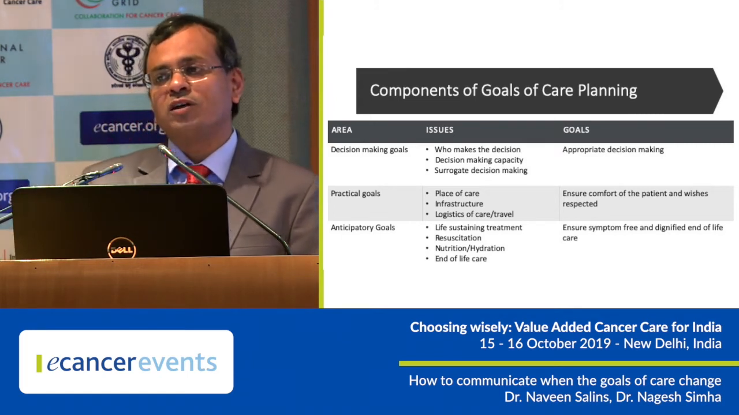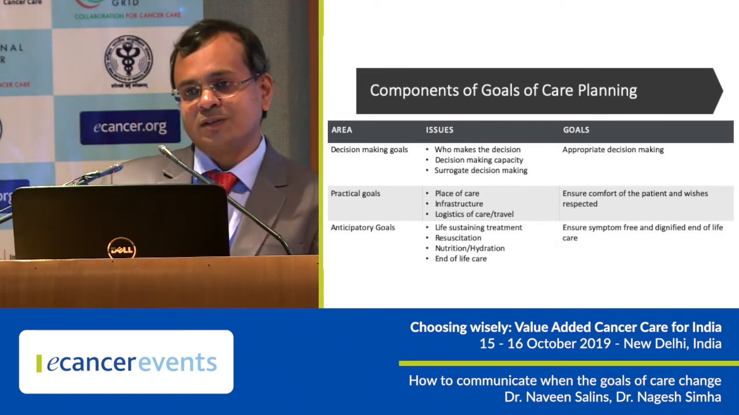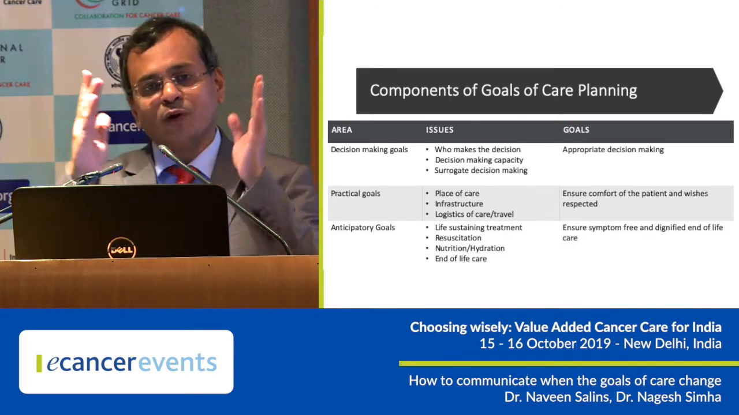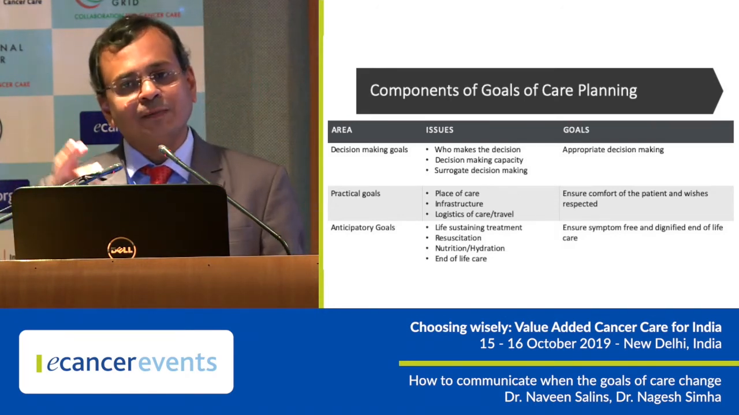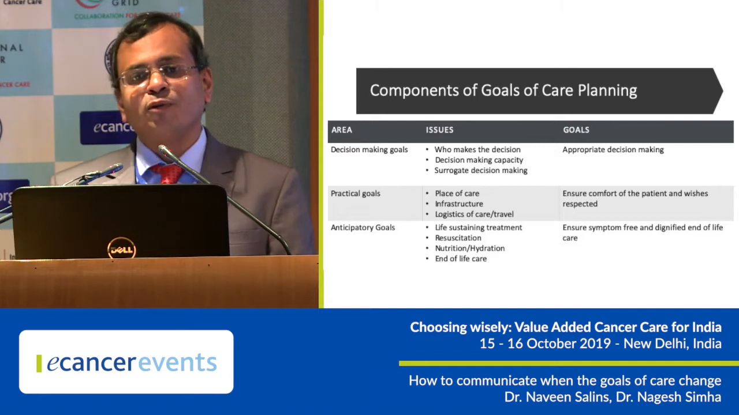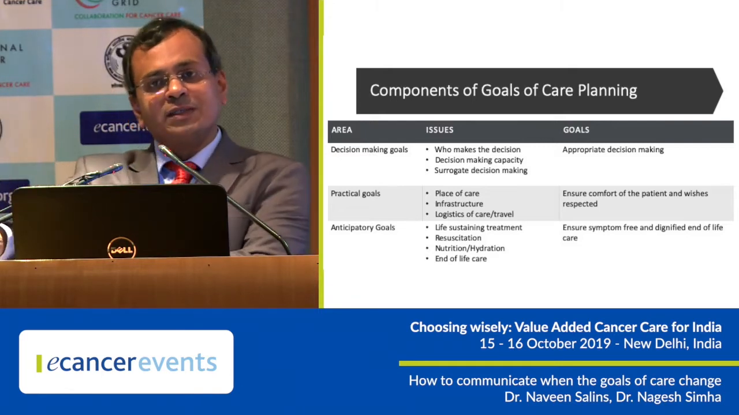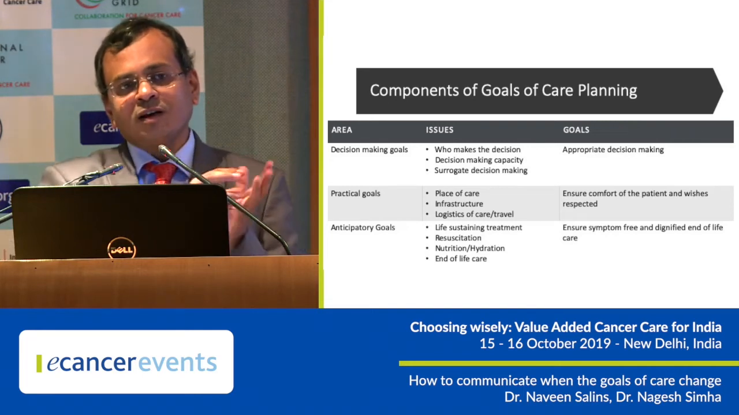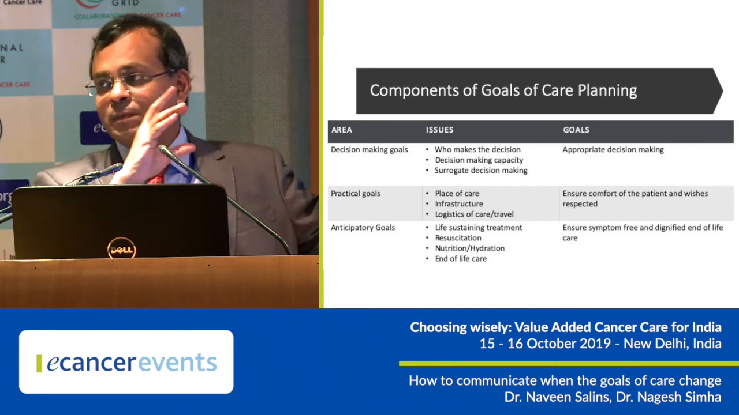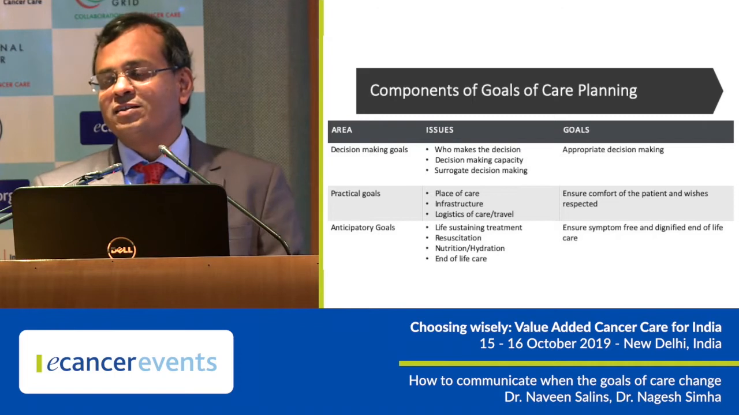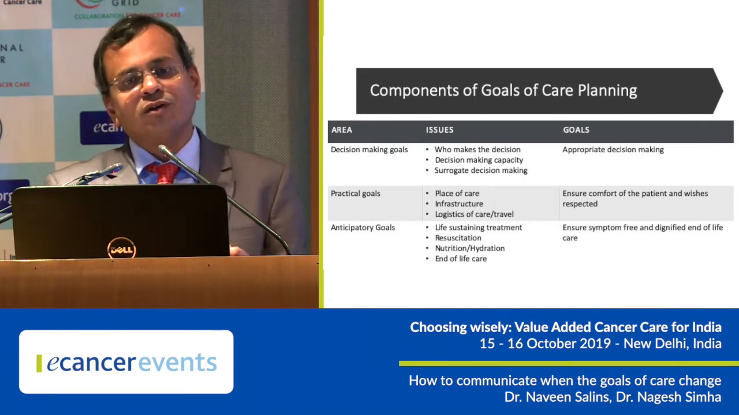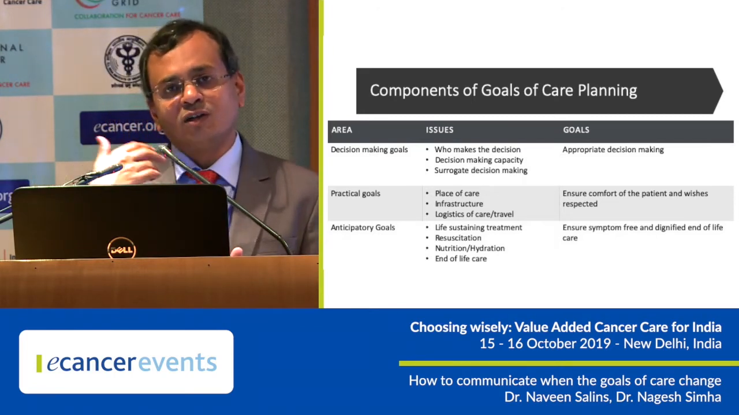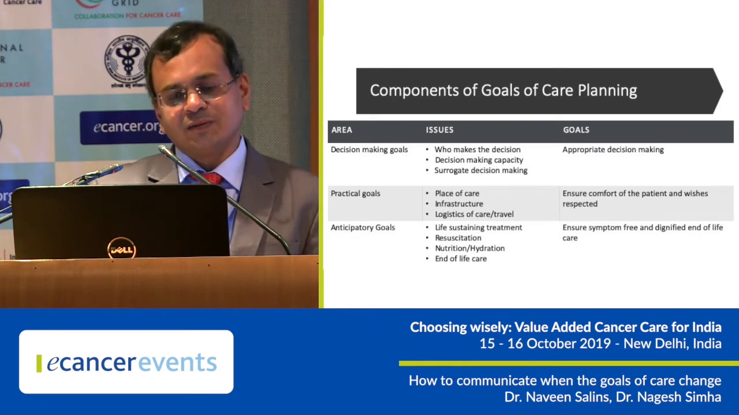Also, we have to look at what are the practical goals of this patient. The person may be employed in a place or may be running a business. What happens to that employment? What happens to that business? How does this disease impact that person's personal life, the practical things? What is the place that person would like to continue treatment? What are the logistics involved in caring for that person?